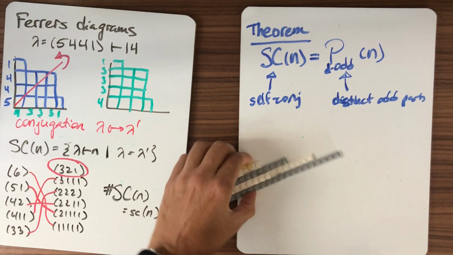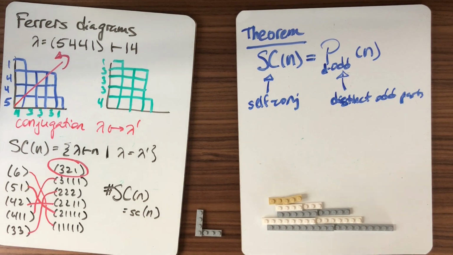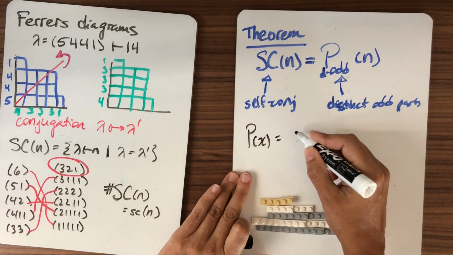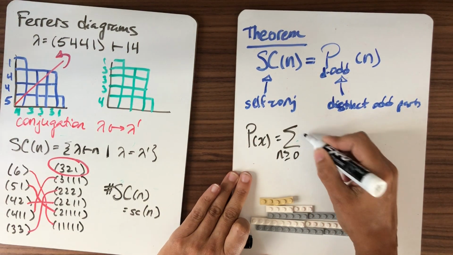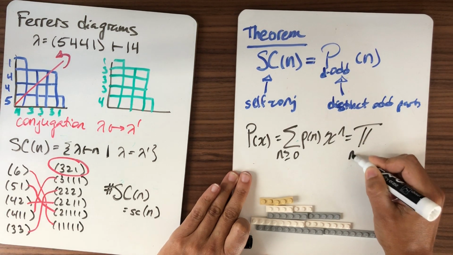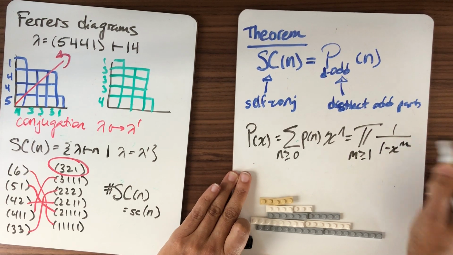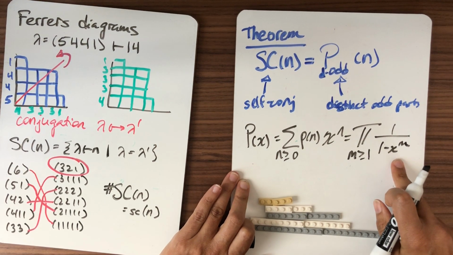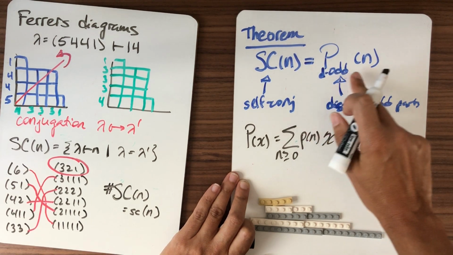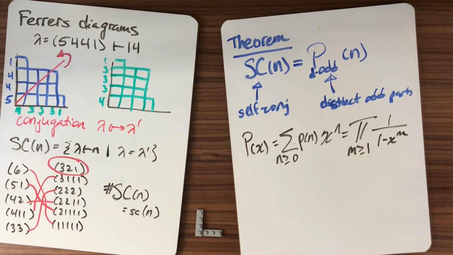Now, if you remember, our generating function was all about the lengths of parts. So remember, we had this generating function p of x is equal to the sum n greater than or equal to 0, p of n, x to the n. This is equal to the product of m greater than or equal to 1 over 1 minus x to the m. And now taking the term from here is telling me how many parts I have that are exactly size m. So now I've said I only want to take distinct odd parts. So how can I come up with a generating function for that?